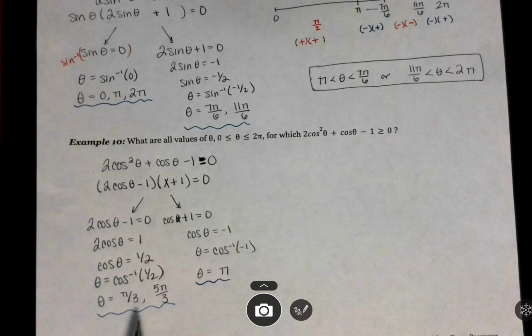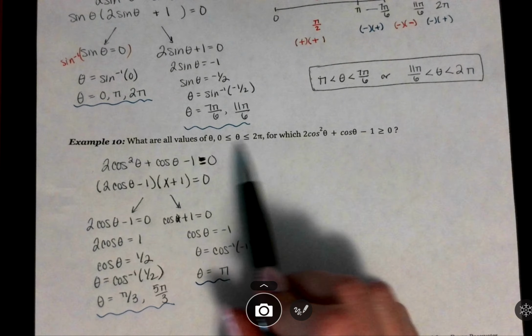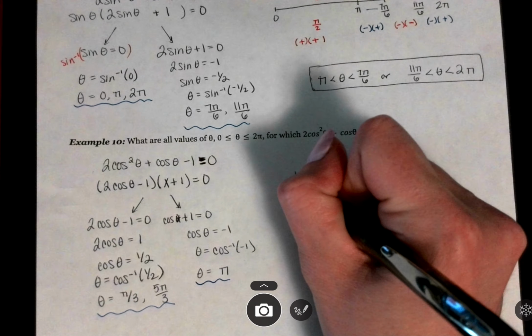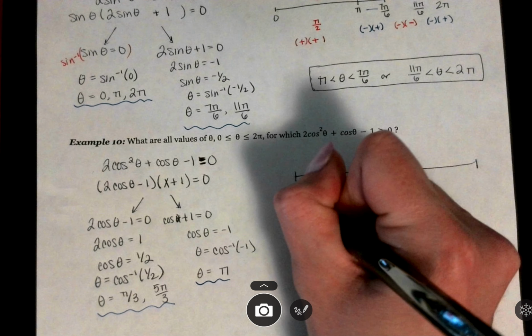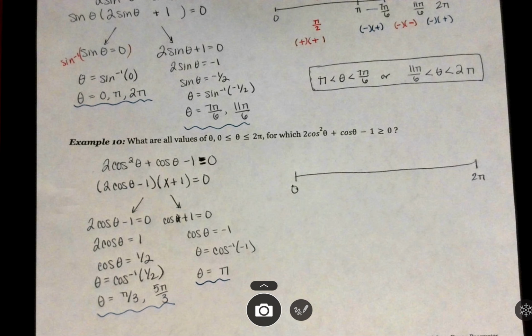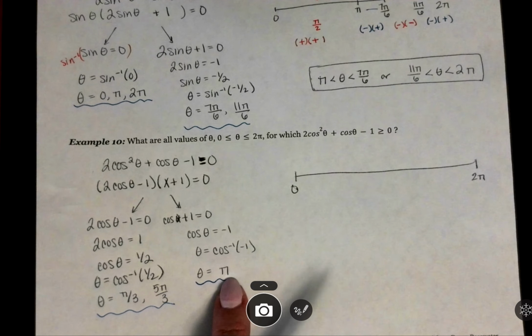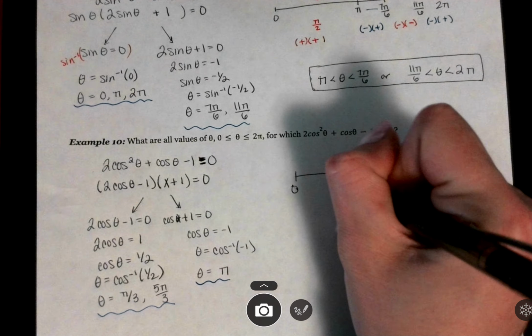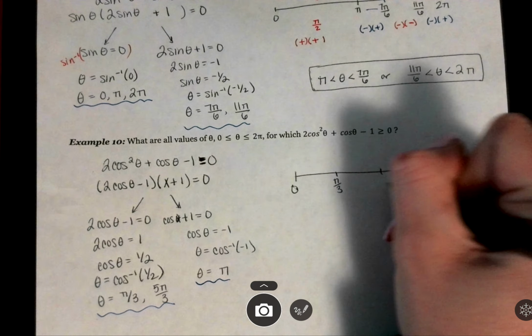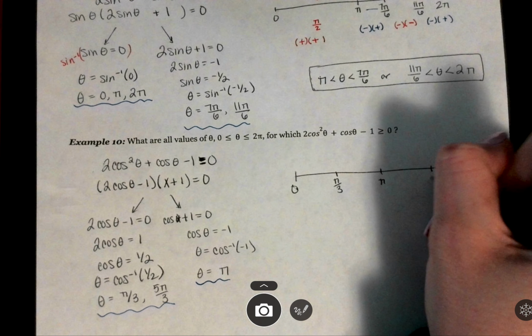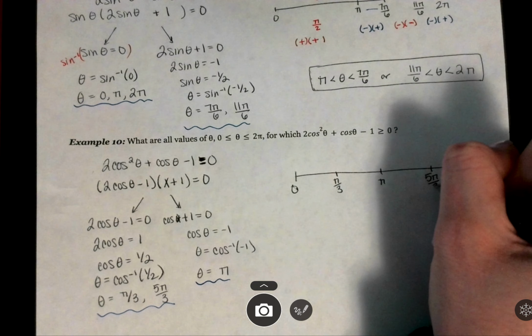So now that I have my 3 values, I want to move on to the step where I make my sign chart. So my interval is still from 0 to 2 pi. I'm going to do that the same way. I have 0, 2 pi, and then I want to fill in my values. So I have pi over 3, and then pi, and then 5 pi over 3.